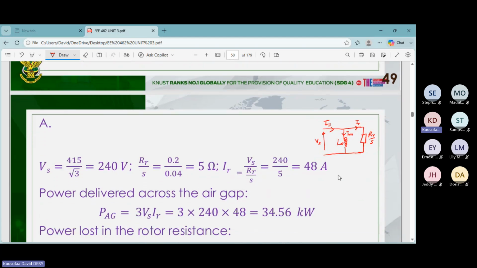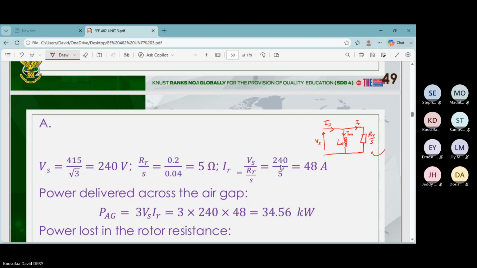So we have this equivalent circuit here, and the first thing we need to do is get the IR so that it can help us calculate the power loss in the resistor. So that is what we are going to do. And we can also calculate the torque. So all these values have been converted.